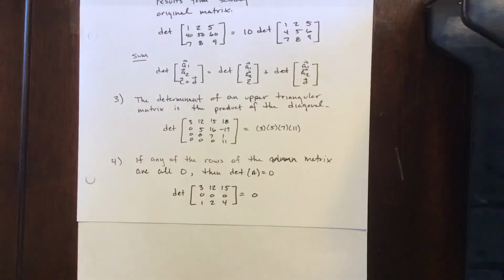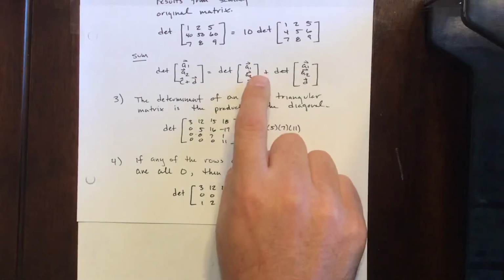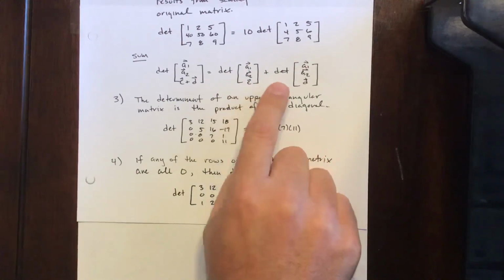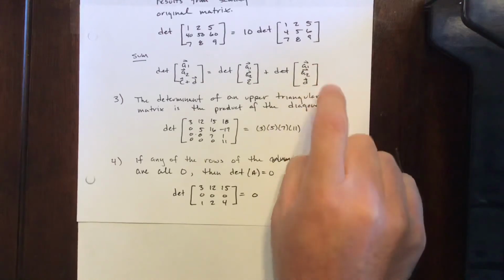And for sums, if row 3 was the sum of two other vectors, C and D, then the determinant of A1, A2, C plus D is the determinant of A1, A2, C plus the determinant of A1, A2, and D.